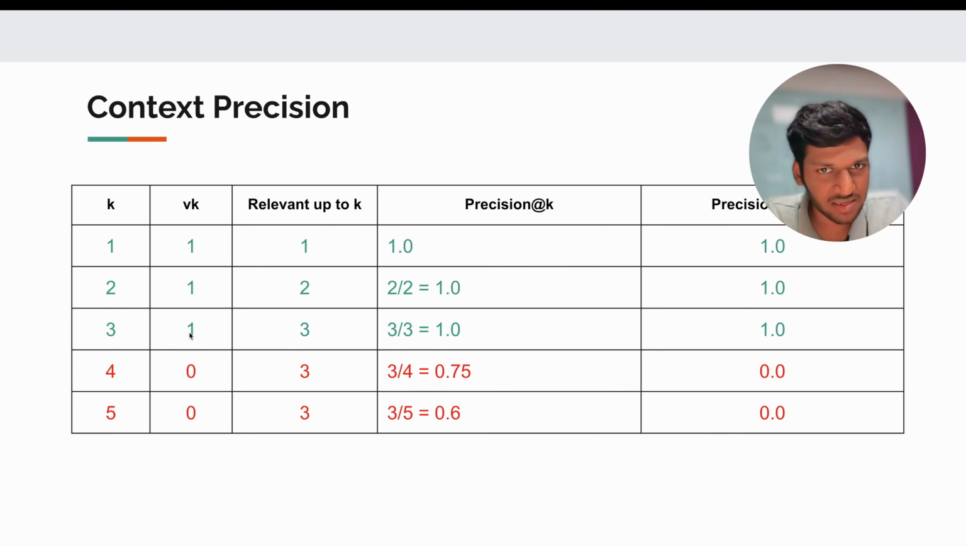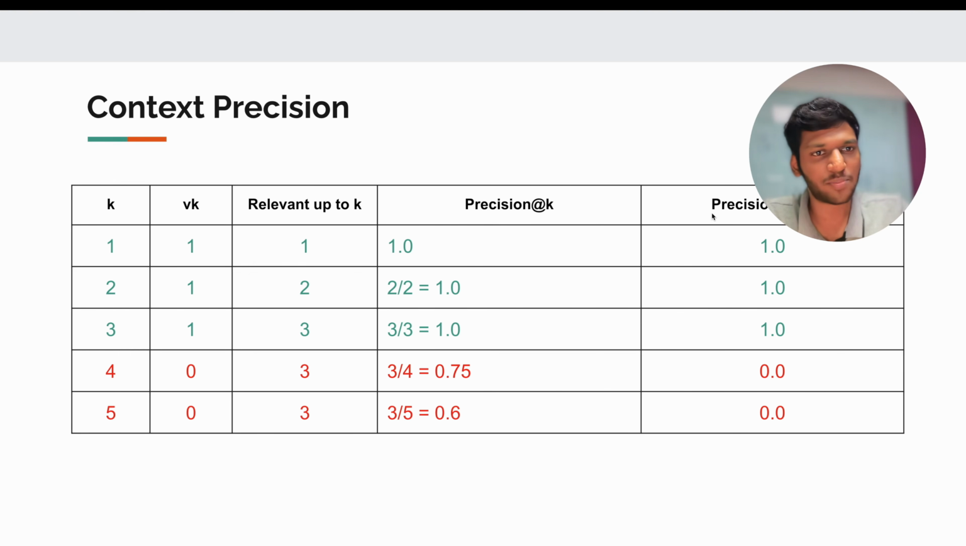Now the third one. Is the third chunk relevant? Yes, it is relevant. How many chunks have been relevant till now? 3 chunks. So 3 by 3, it is 1. Totally 3 chunks are relevant up until k, and this is the third chunk. This is also 1, so 3 ones. Now the fourth chunk, is it relevant? No. How many chunks are relevant as of now? 3. Then we calculate 3 by 4, that is 0.75. Fifth chunk, not relevant. Only 3 chunks were relevant until now. So 3 by 5, this is 0.6.